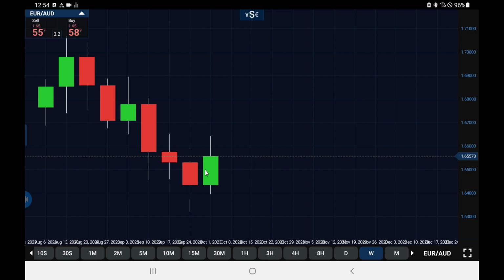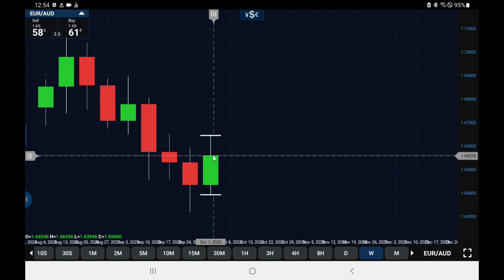Now let's start with some of the very basics. The candle. This is a candle, this is a candle, and so on. Now you'll notice there's red candles and green candles. They don't have to be red and green, but this is the standard. Green candles show that the price closed above the open. A red candle shows that the price closed below the open. And that is our next step, the actual prices.